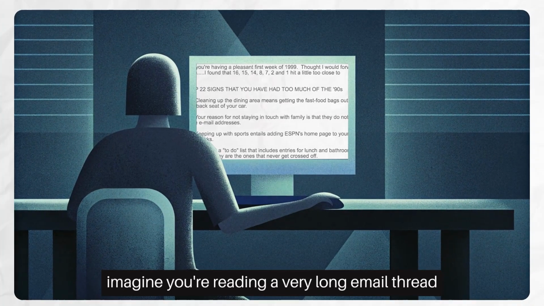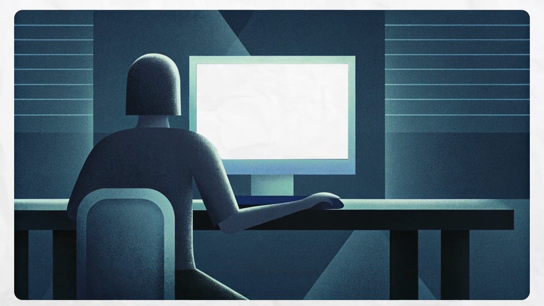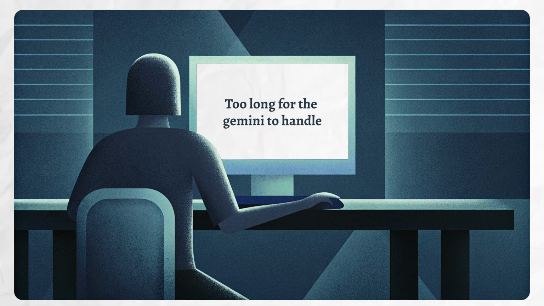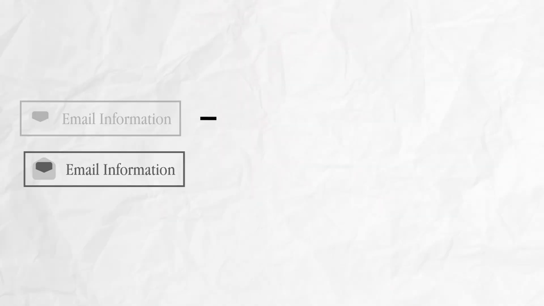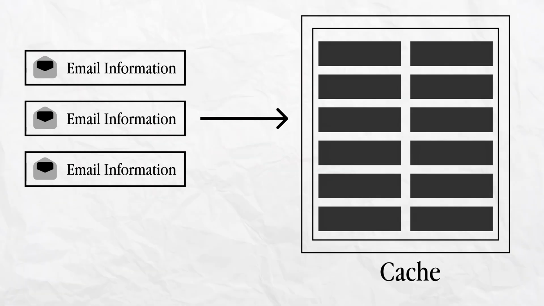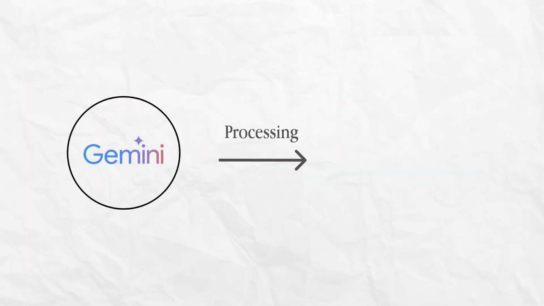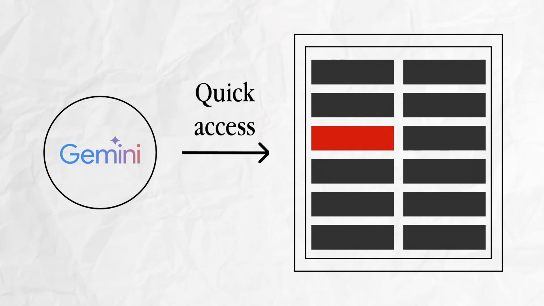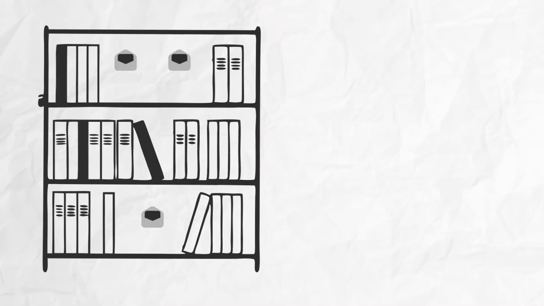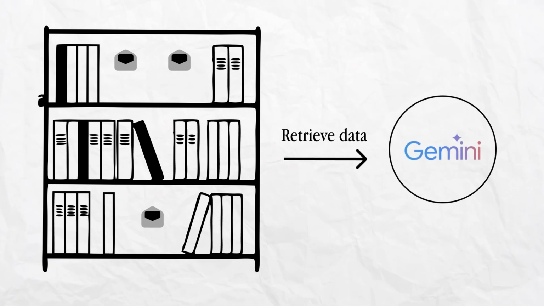Imagine you're reading a very long email thread, too long for Gemini to handle all at once. Instead of making Gemini read the whole thing every time, we store a copy of it in a special place called a cache. Gemini can only process a certain amount of information at once, so we use caching to store the entire thread for quick access. This cache acts like a shelf where Gemini can quickly retrieve the data without reprocessing the entire thread.